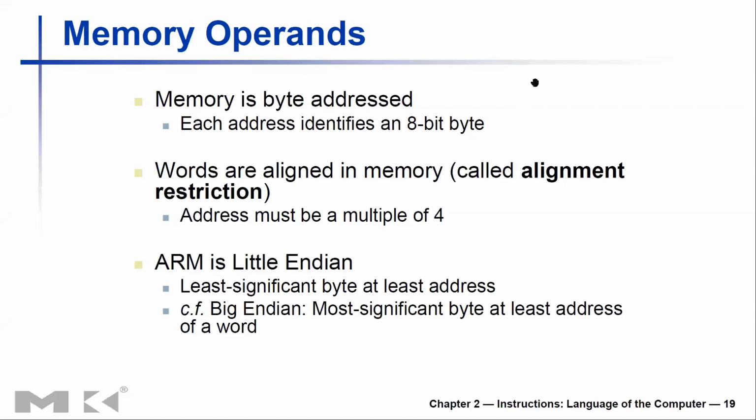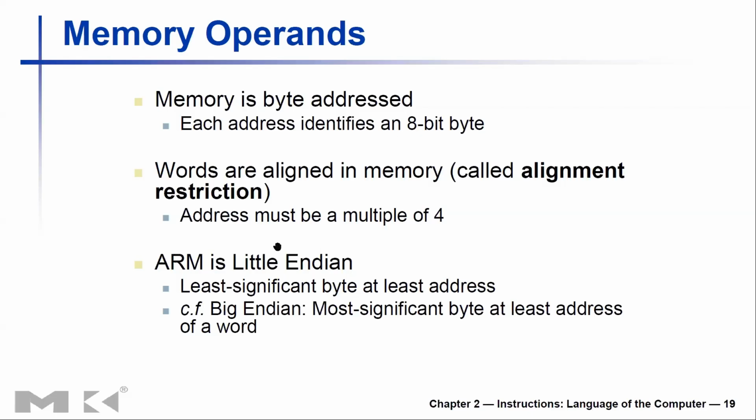And also the other thing is words are aligned in memory, which is also called alignment restriction. Address must be a multiple of 4. So when you are going to store a word in memory, the address to which you are storing should be a multiple of 4. If this idea is not very clear to you now, you can forget about it for now. But byte addressable memory should be clear to you all.